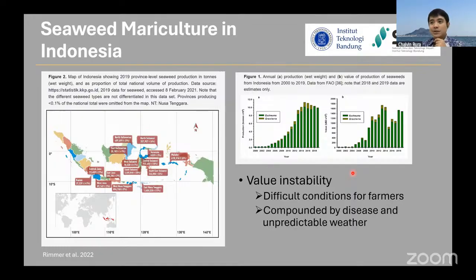So if this year the value decreases, even though I produce a lot, I don't really get much profit. So the value instability is compounded by disease and unpredictable weather, and now we have climate change. This is another topic that's very hard to tackle in terms of seaweed mariculture in Indonesia.